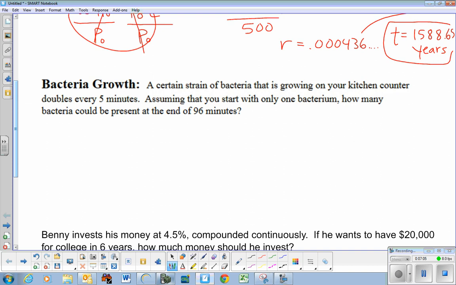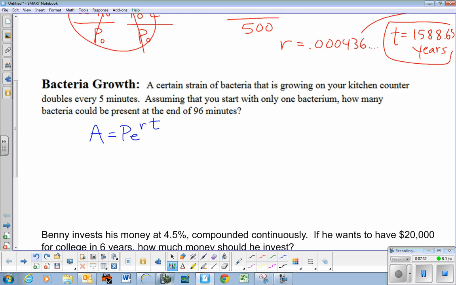Again, probably not the most proper way, but I'm more comfortable learning one formula and getting good at it than worrying about what the different letters stand for. You've got your final amount, you've got your starting amount, you've got your rate, and you've got your time. I'm okay with it. All right. How many will be present at the end of 96 minutes?